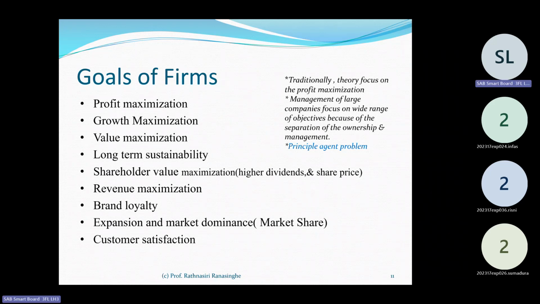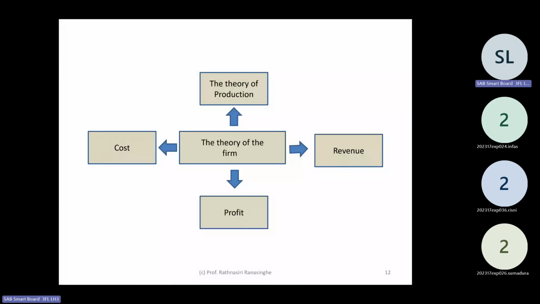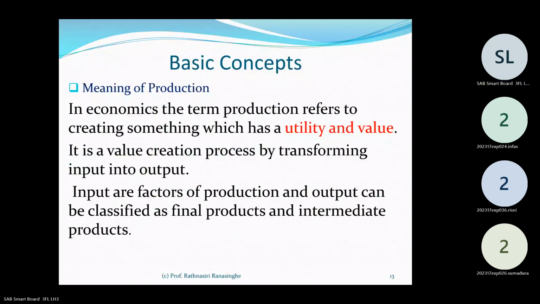But in theory, even though there are objectives that firms try to achieve, basically we look at it in the theory. These are the areas that we focus on under the theory of the firm's behavior: cost, revenue, profit, and production. So we will come to production first. Production theory: you must know what production is.